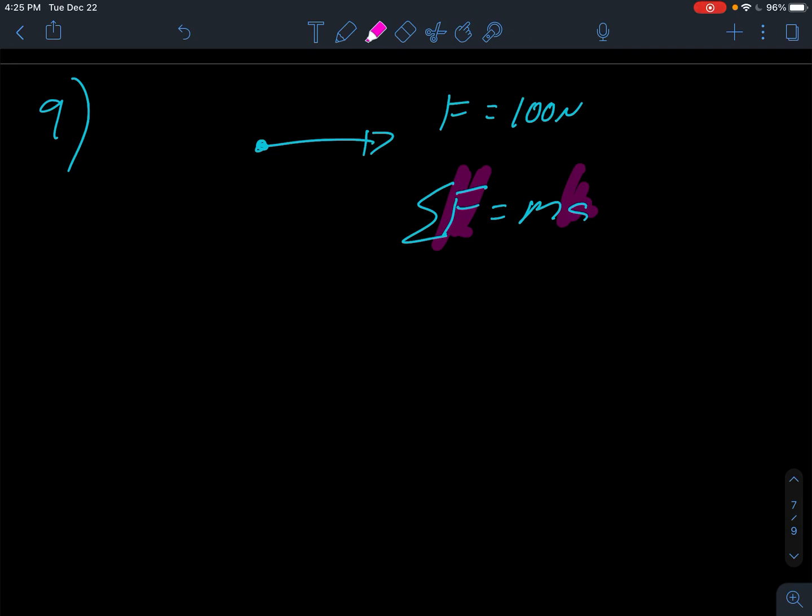Then all of a sudden we bring in another force going the opposite direction of 100 newtons. Now we have no net force. If there is no net force, there will be no acceleration. But no acceleration doesn't mean the object stops. It would continue at the velocity it had before the second force was applied.